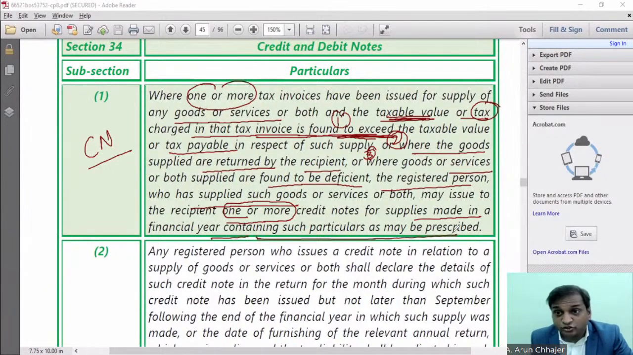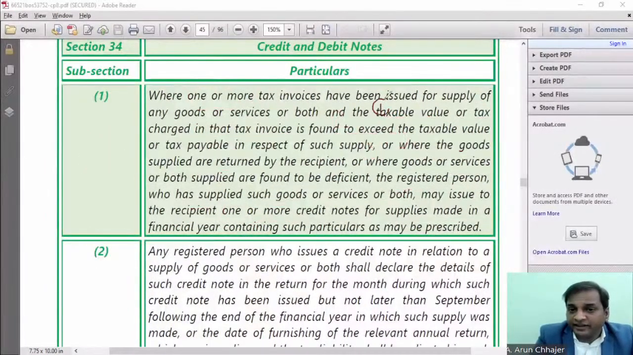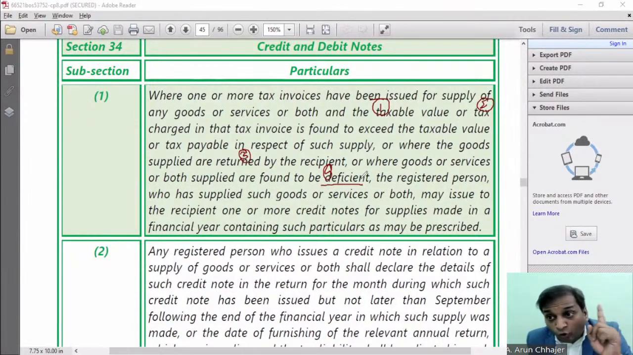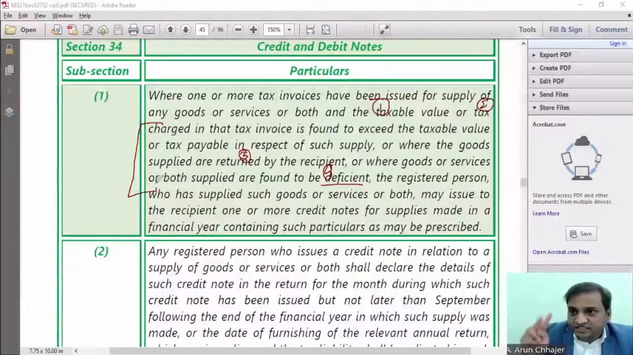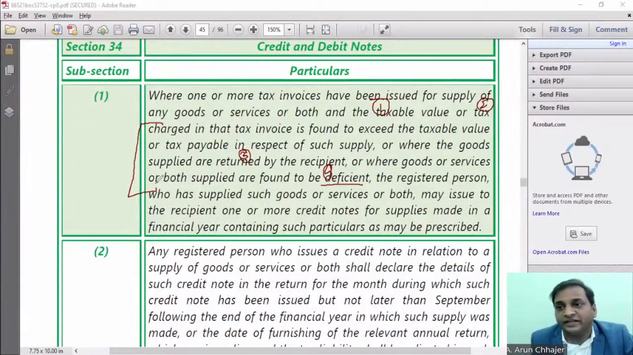What are the situations in which we can issue the credit note? If taxable value is charged extra, tax is charged extra, or the goods have been returned, or the goods or services have been found deficient. These are the only situations when you can issue the credit note. Sometimes you may ask, sir, the customer is not making the payment, can we issue the credit note? The answer would be no, because it is not permissible under 34(1). You can issue the credit note only for four categories of transactions: taxable value extra, tax extra, goods returned, or goods or services found to be deficient.